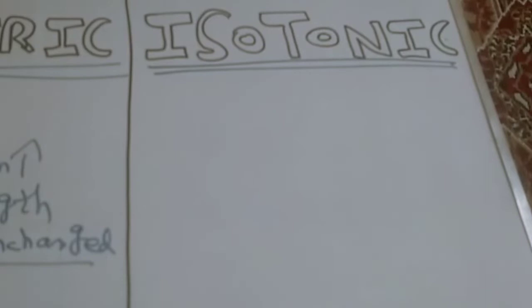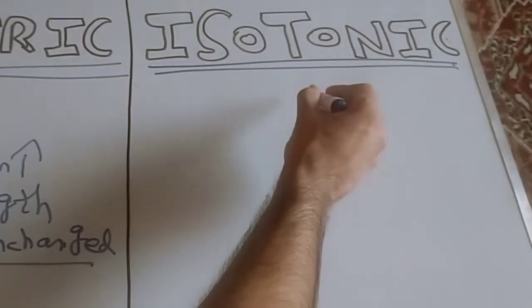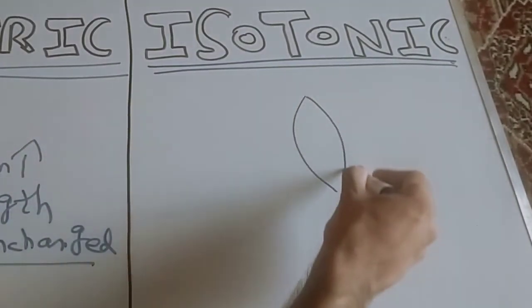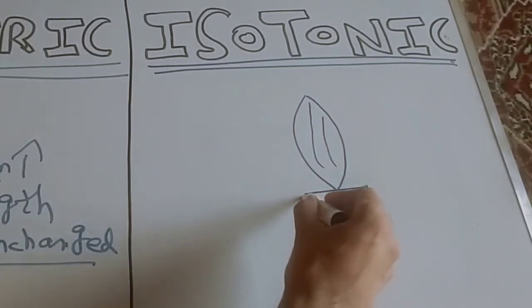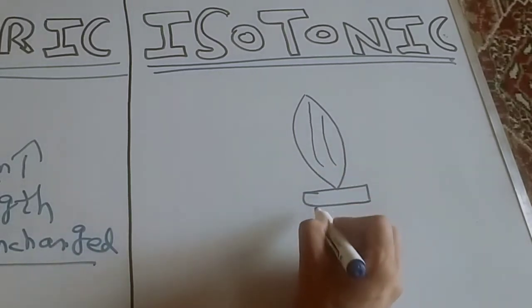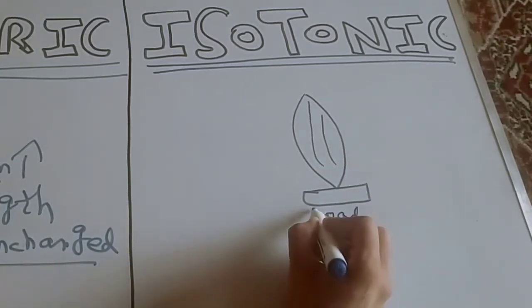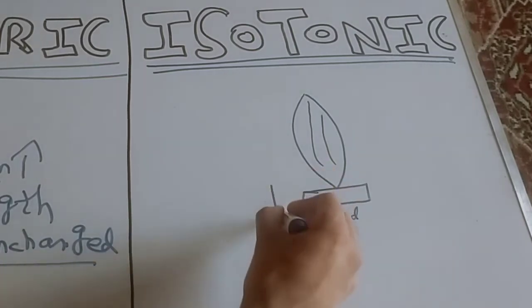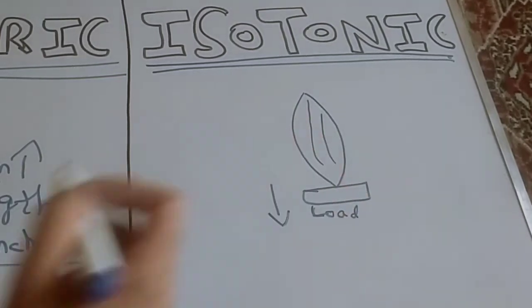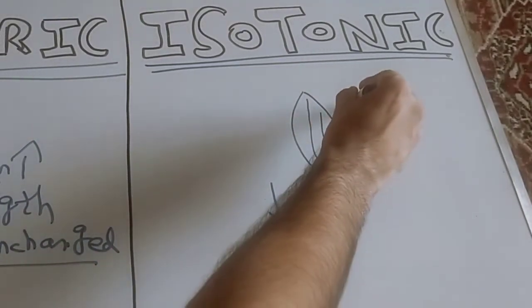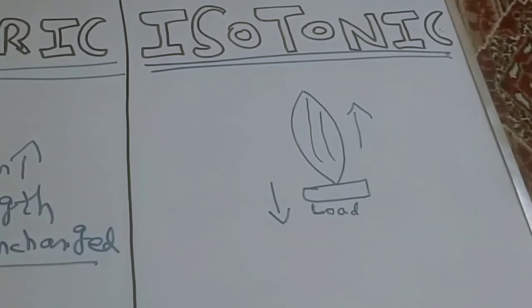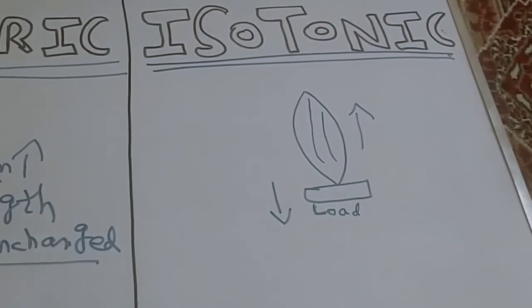Now we will discuss the isotonic contraction. What is the difference between the isometric and the isotonic contraction? We will compare it. So again, this is the muscle, but this time the load which is attached to it is small. Because this load is small, the muscle can easily contract, and the resistance and the tension is not great in this particular muscle.